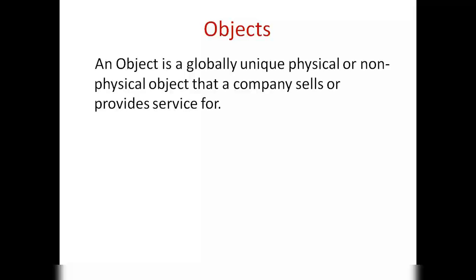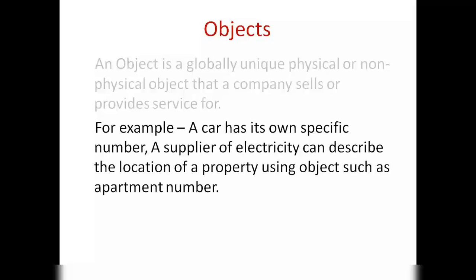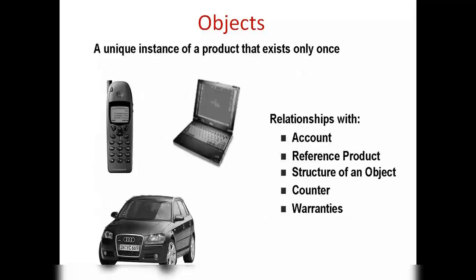What I mean, you'll see here. An object is a globally unique physical or non-physical object that a company sells or provides service for. So it can be physical or non-physical. For example, a car has its own specific number. A supplier of electricity can describe the location of the property using objects such as an apartment number. So as I said, an object has something unique. For example, a car. What is unique in the car?